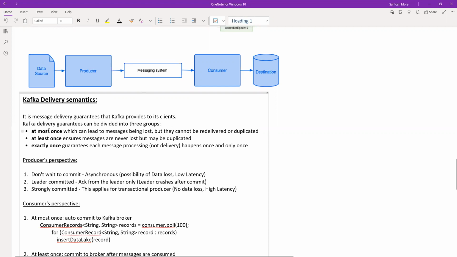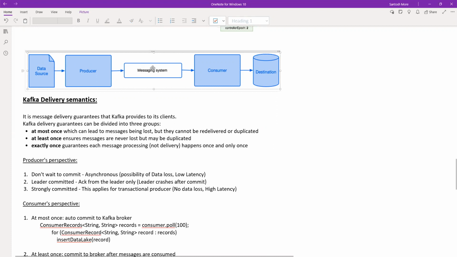In fact, they have divided the guarantees into three: at most once, at least once, and exactly once. At most once means a message can be lost, or it can be re-delivered or duplicated, all that. Those are the definitions. But if you imagine, it is different for the producers as well as the consumers. If you look at this basic diagram here, it is a very high level diagram of the producers and the messaging system.